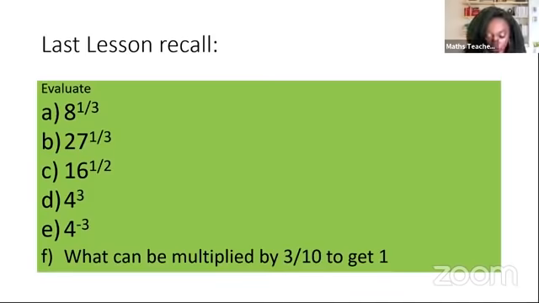Last lesson, we did talk about fractional indices or fractional exponents. For A, we have 8 to the exponent 1/3. It's not the same thing as 8 whole number 1/3. They're different, okay? If you remember what we did, we talked about the cube root last time. So this is asking what three same numbers you can multiply to get 8. That's what the cube root is saying, and obviously that's going to be 2. If you got that bit right, well done.